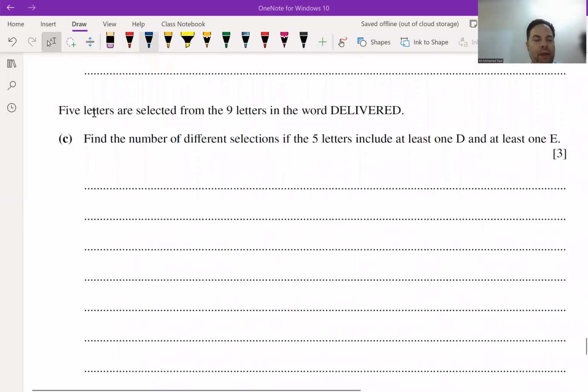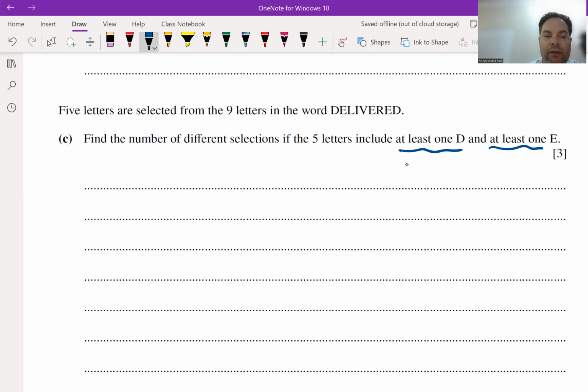Part C, 5 letters are selected from the 9 letters of the word delivered. Find the number of different selections if the 5 letters include at least 1 D and at least 1 E. We'll select 5 from 9. But we have repeated letters. We have D, 2 letters, and E, 3 letters.